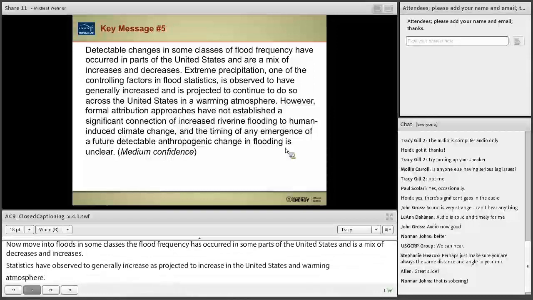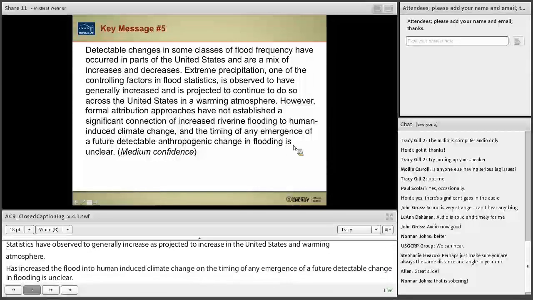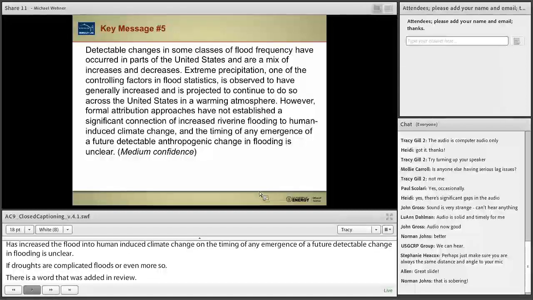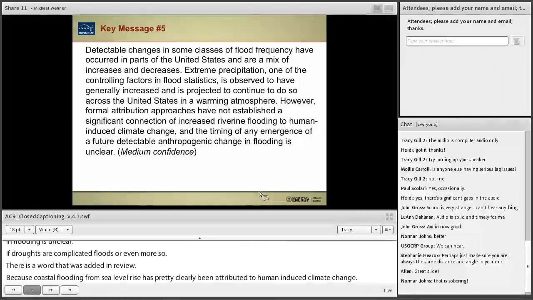Well, if droughts are complicated, floods are even more so. There is a word that was added in review, the riverine flooding, because coastal flooding from sea level rise has pretty clearly been attributed to human-induced climate change. So the floods of Hurricane Sandy, for instance, are clearly worse because of the foot of sea level rise than if it hadn't happened. But in the rivers, it's a little more difficult.